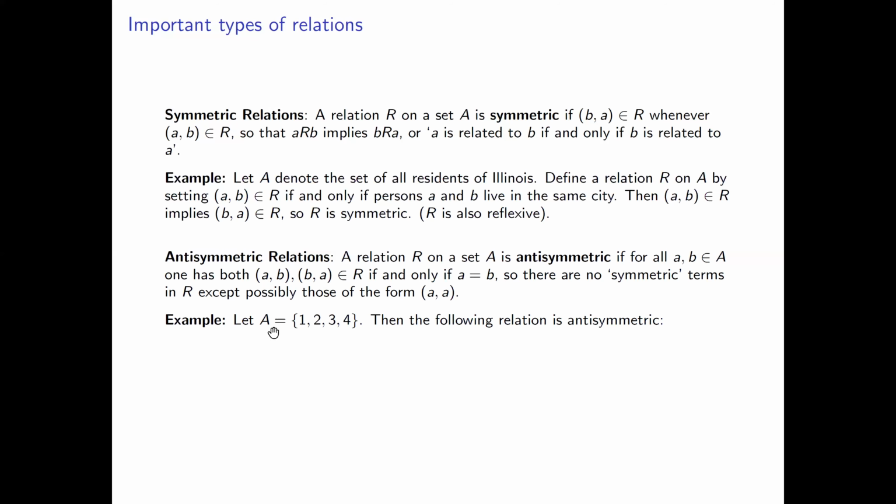So for example, again, let me work with the set A, which is {1, 2, 3, 4}. This is an example of a relation which is anti-symmetric, right? Meaning it contains (1, 1), but for the other three terms, if I flip the order in each of these three terms, I get something that's not in the relation, right? So this is anti-symmetric.